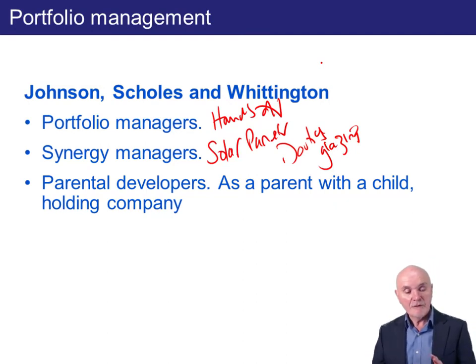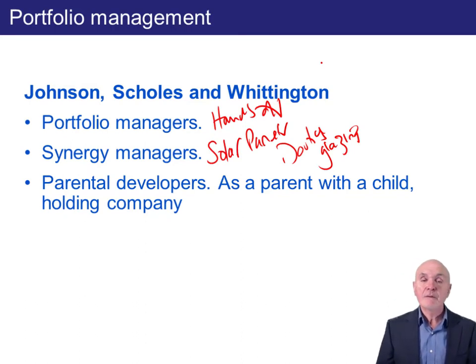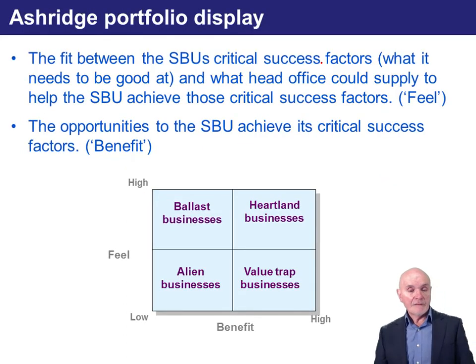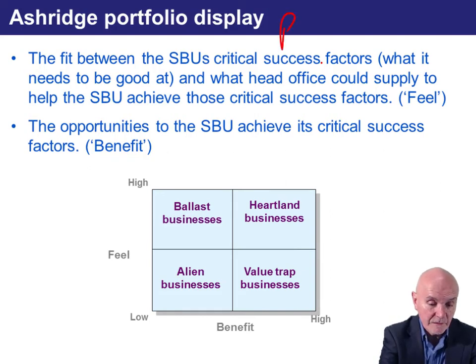And the final type of portfolio manager is called parental developers. This is the more complicated one. This is where the holding company really takes the place of a parent and has got a relatively young, small, inexperienced subsidiary which it will help as a parent would a child. Now, to see how this would work, we need to go to the next slide. And this Ashridge portfolio display here, this is to do with parental development.